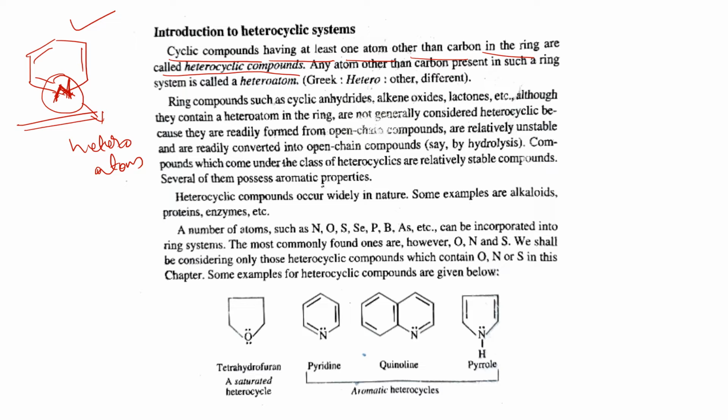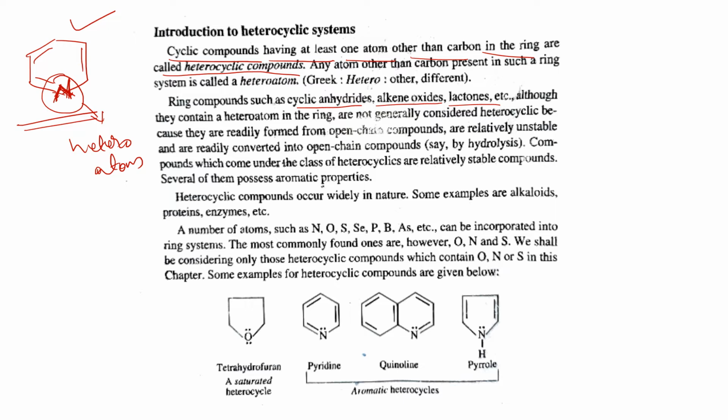The word hetero means other or different. That is a Greek word. Now, the ring compounds such as cyclic anhydrides, alkene oxides and lactones, although they contain heteroatom in the ring, are not considered as heterocyclic compounds.